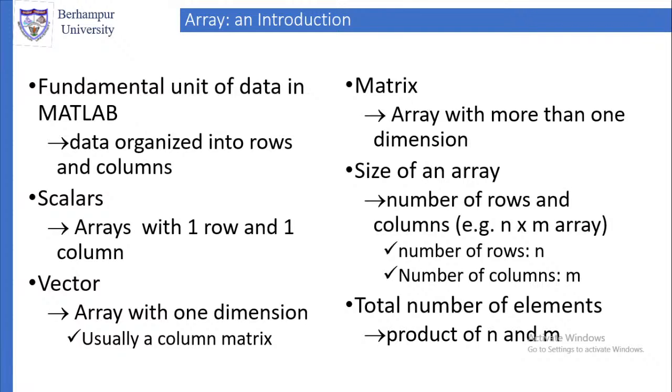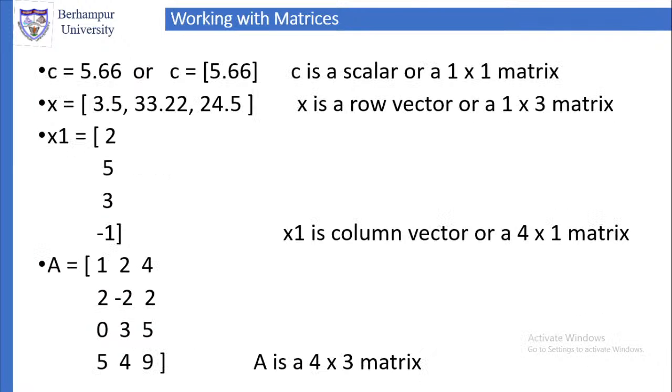Now let us try to work with matrices. Let me give a scalar. As I told you, a scalar is a 1 cross 1 matrix. Let us take C as a scalar quantity, so C will be a 1 cross 1 matrix. We can write C equals 5.66. That is the value we are assigning to C. You can write C equals 5.66, or in matrix form, C equals square bracket 5.66 square bracket. Both are correct forms and both are equal. They represent the same number C, which is a scalar.